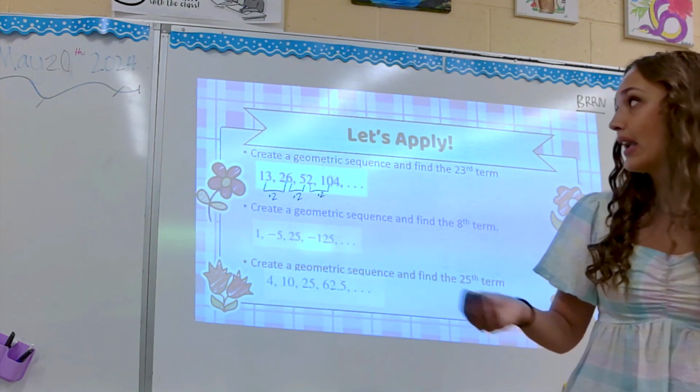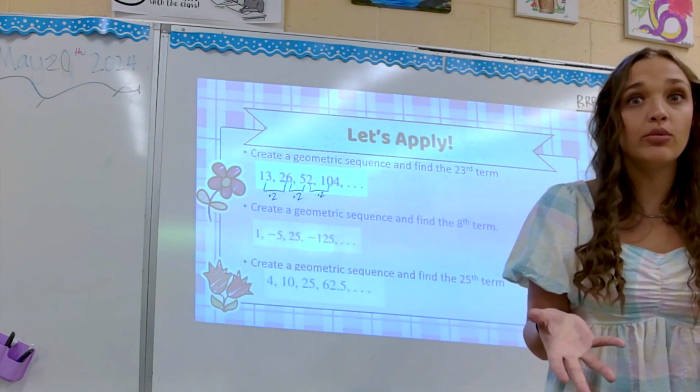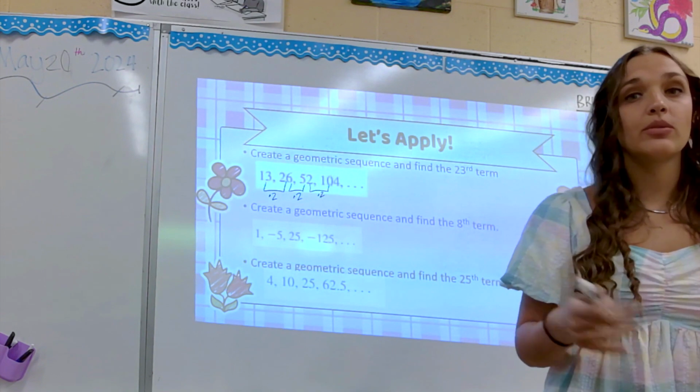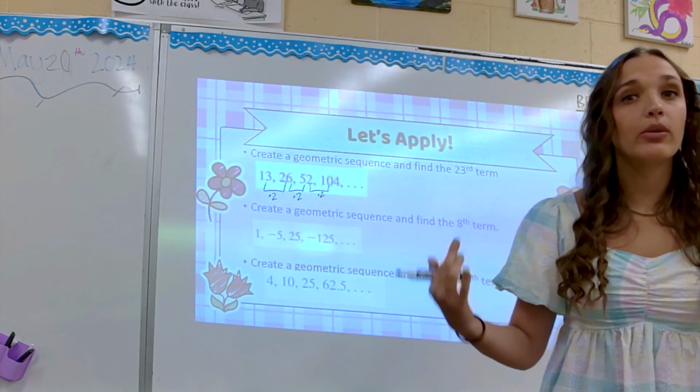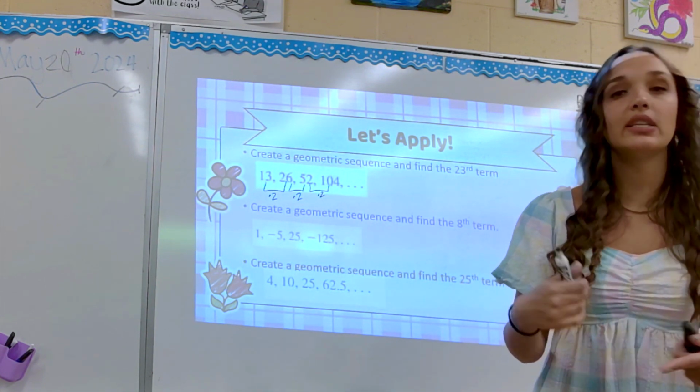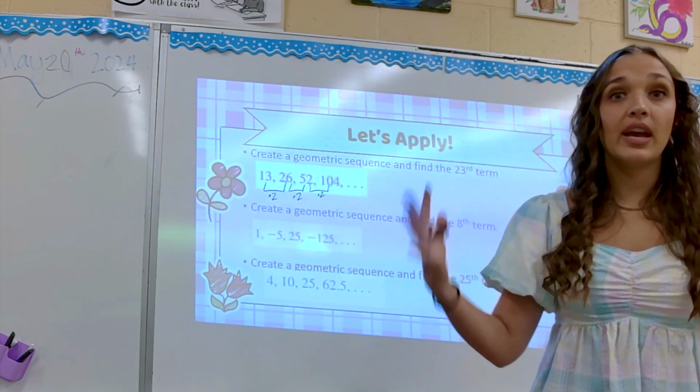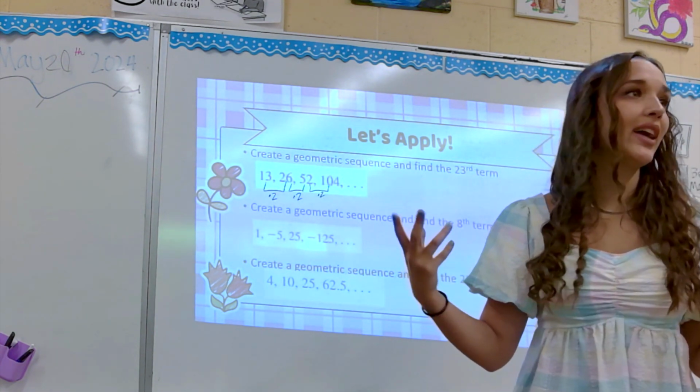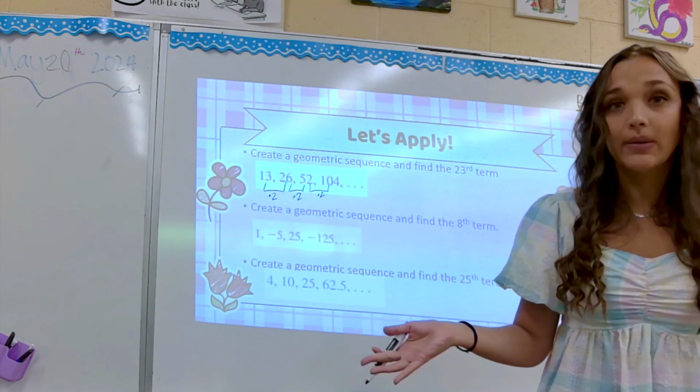And some of you are like, well, I'm looking for the 23rd term. I could just multiply 13 by 2, 23 times. Well, that's just going to take a lot of time. We don't have that much time, especially when you're taking the SATs or any type of timed testing. We don't have the time for that. What if they ask you for the 1,000th term? We don't have time for that.